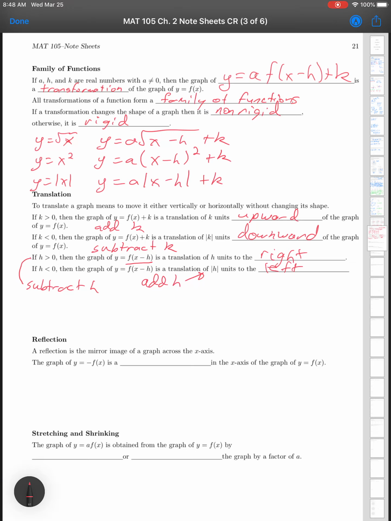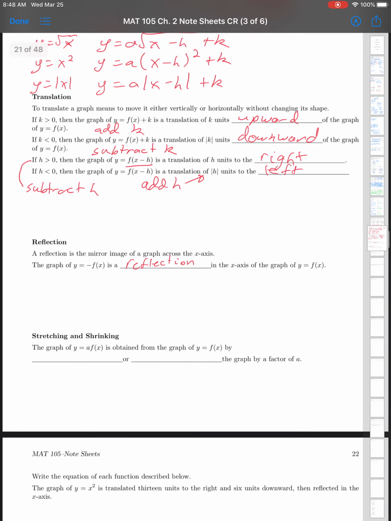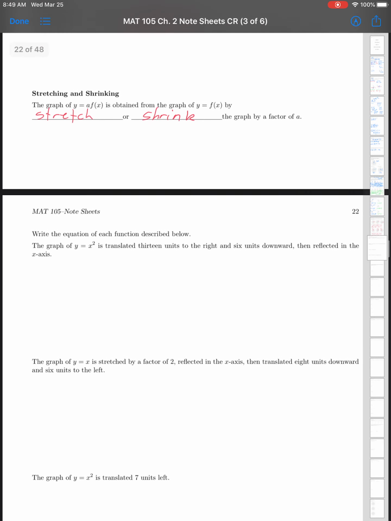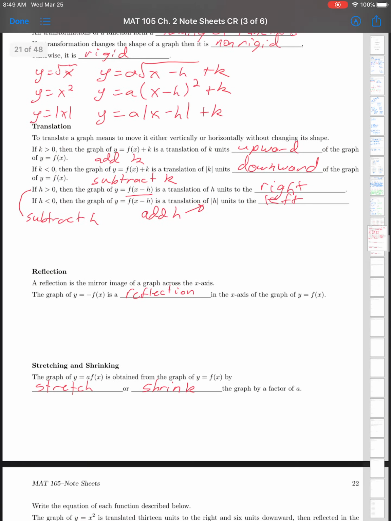A reflection is the mirror image of the graph across the y-axis. So that means the graph of y equals the opposite of f of x is a reflection in the x-axis of the graph of y equals f of x. And last but not least, if we multiply by a number a out in front, that is either going to stretch or shrink the graph vertically. Okay, so it's like grabbing it on the top and the bottom and pulling apart, or pushing together, depending on if it's a stretch or a shrink.